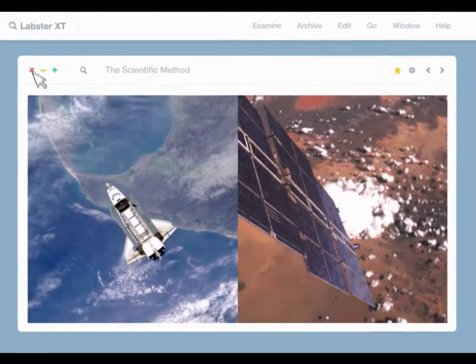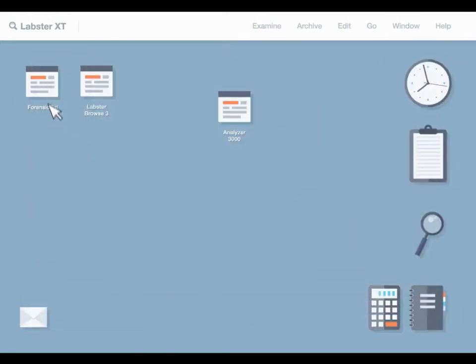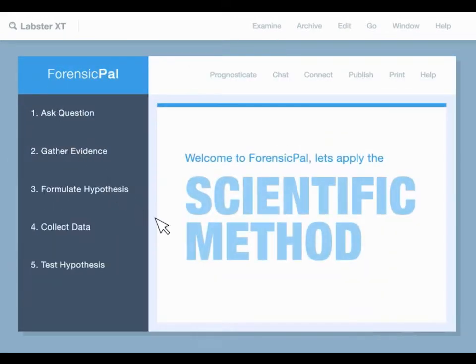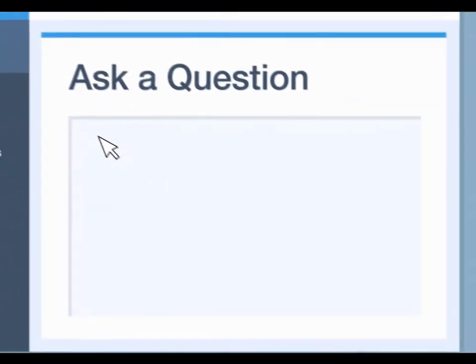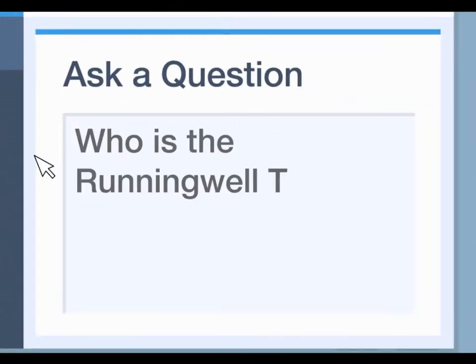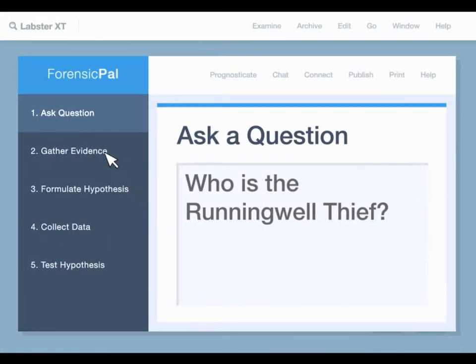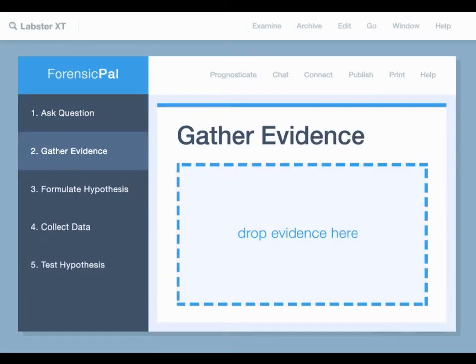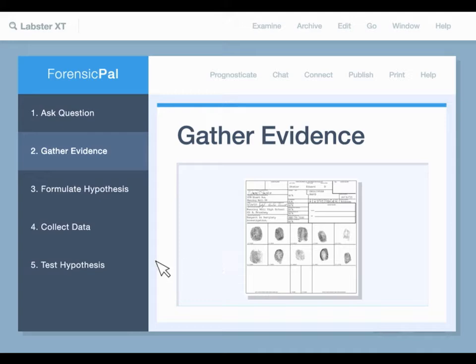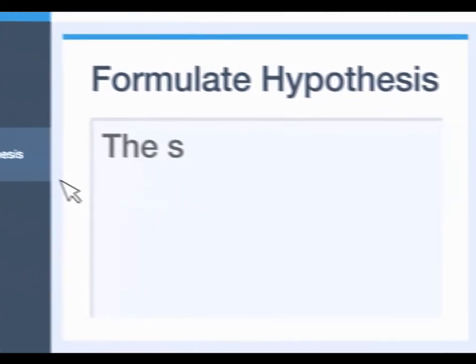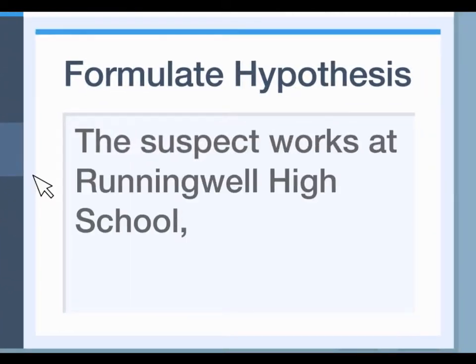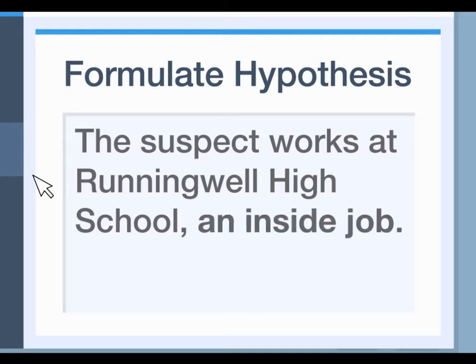So, how can we use the scientific method to catch the thief? Well, we start by asking a question. In this case, our question is, who is the Runningwell thief? Then, we gather evidence. Gathering evidence is what you did at the crime scene. Then, we formulate a hypothesis. A hypothesis is an educated guess about an answer to the question. My hypothesis about the Runningwell case is that it's an inside job.